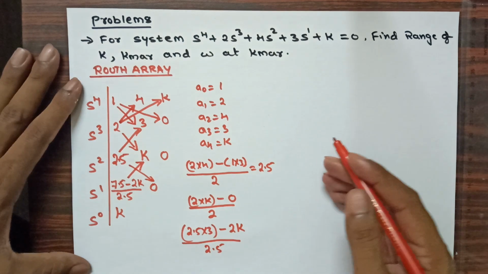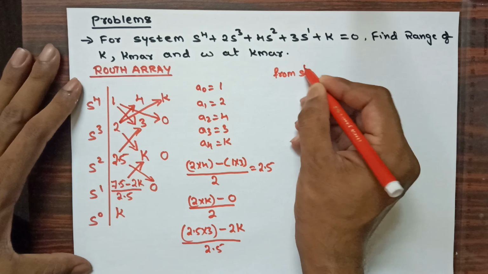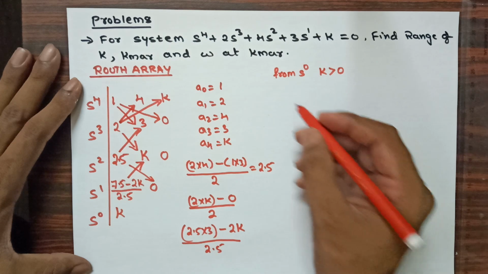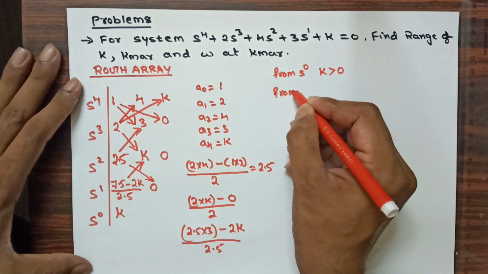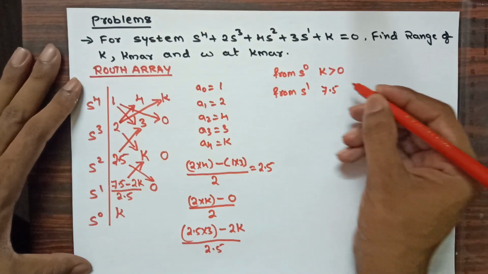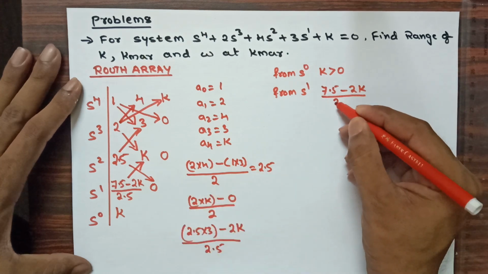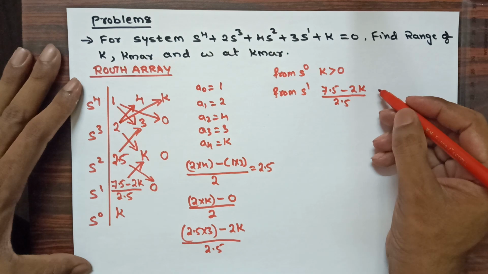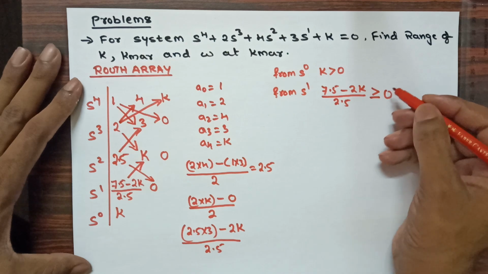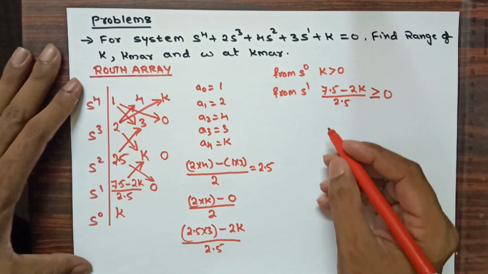To find the range of k, as I know, first I need to consider from s to the power 0, I'm getting k greater than 0. Next, from s to the power 1 I'm getting this equation, that is (7.5 minus 2k) divided by 2.5. So here I have to find the range of k. I will write first greater than and then equal to 0. First I will consider this value greater than 0, to find the range of k.